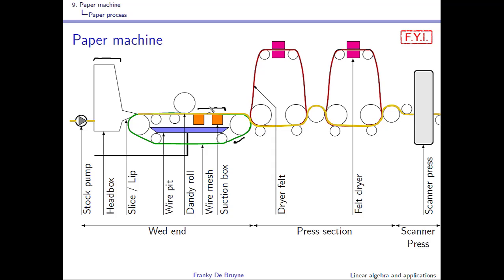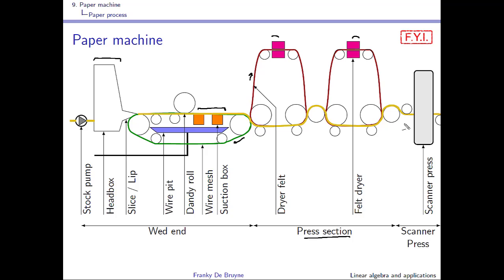At the end of the wet end, the paper web goes into a press section. There the paper web is pressed in between cylinders, and in between the cylinder and the paper you have a felt, so that the water that is in the paper web is transferred to this felt. This felt is also continuously rotating, and the water is removed here by dryers that you see over here.